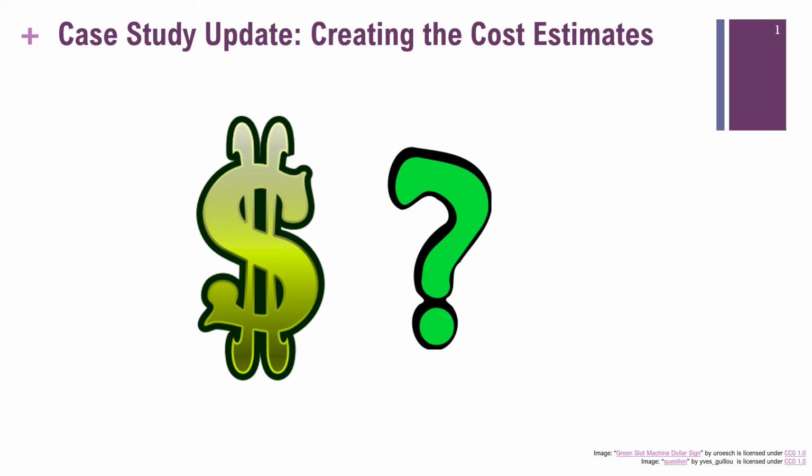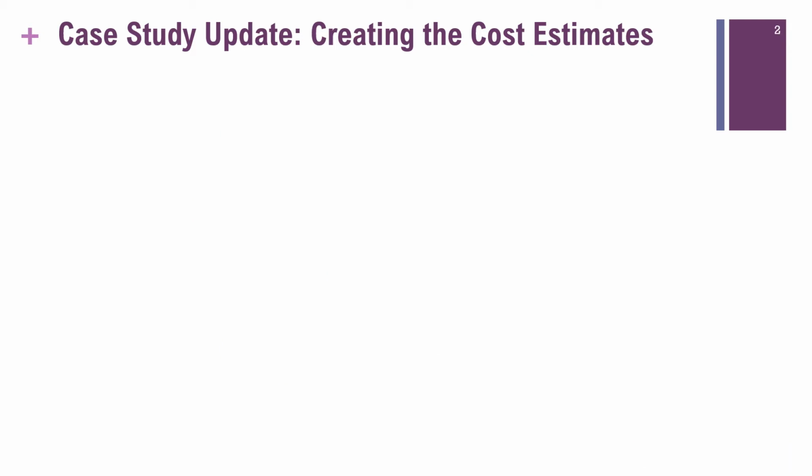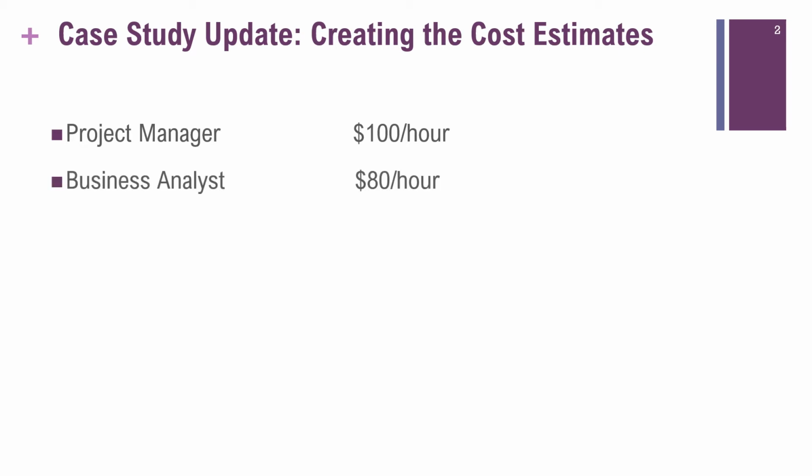So far, 2 people have been assigned to the project: Sophie, project manager, and Jason Brown, a business analyst who worked on the scope planning activities. The loaded rate for these 2 project roles are project managers, $100 per hour, business analyst, $80 per hour.